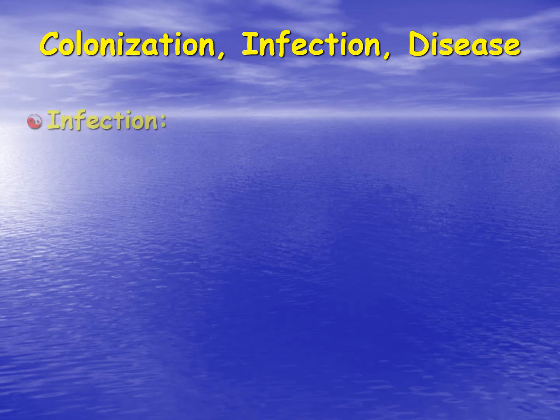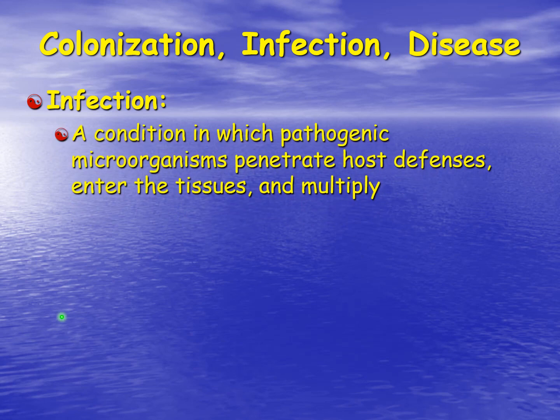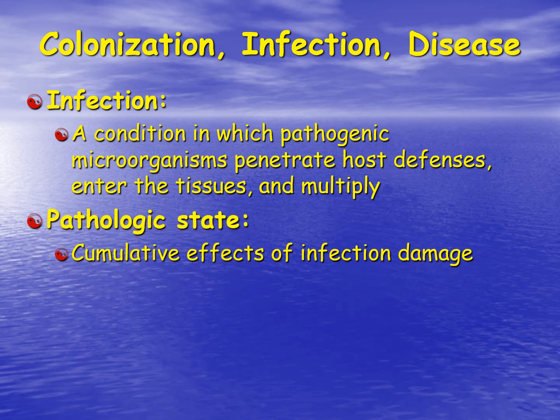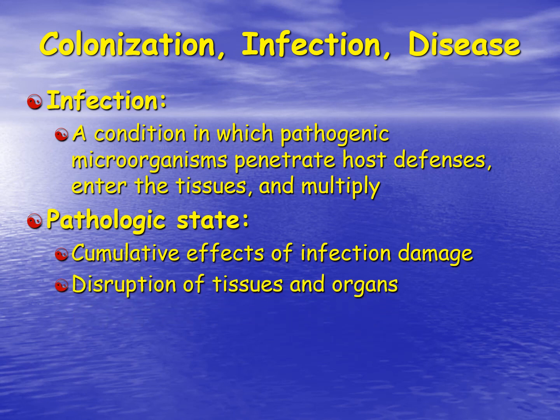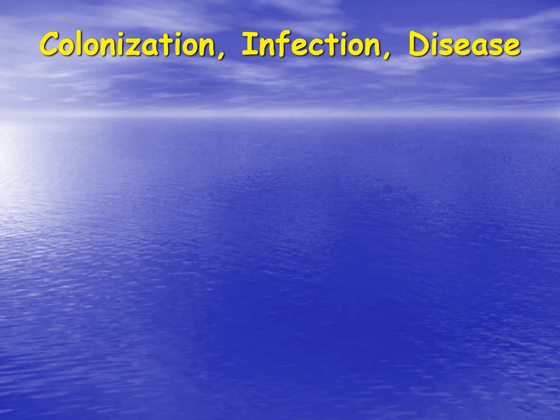So let's define some terms first. What is an infection? An infection is a condition in which pathogenic microorganisms penetrate the host defenses, enter the tissues, and begin to multiply within those tissues. Pathologic state is the cumulative effects of infection damage. It is the disruption of the tissues and organs, and this results in disease.